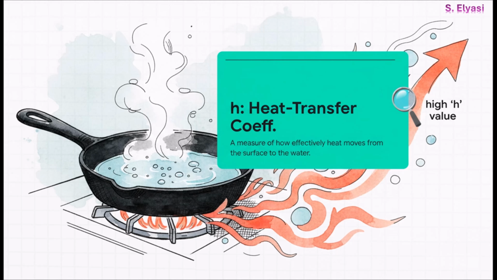Its units, watts per square meter degrees Celsius, tell you how many watts of energy you can push through 1 square meter of the pan for every single degree of temperature difference you have.